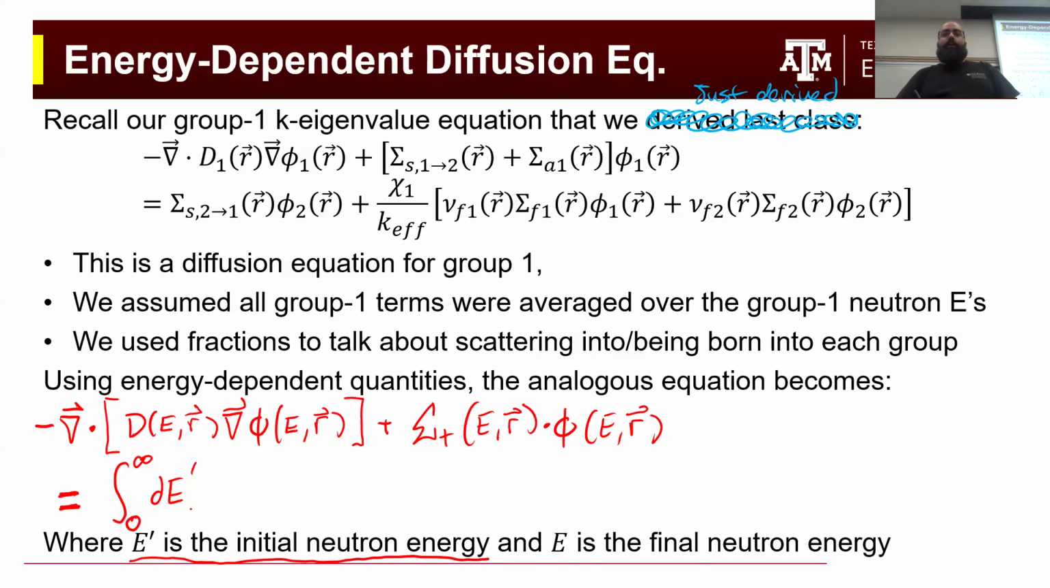So I'm integrating over all other energies, which is the E prime, and I'm going to have my sigma S, which is going to be a function of, I'm going to say from E prime to E, from the initial energy to the final energy that I'm keeping track of. And it can also depend on position. And I take that scattering cross section and I multiply also by my energy dependent scalar flux.